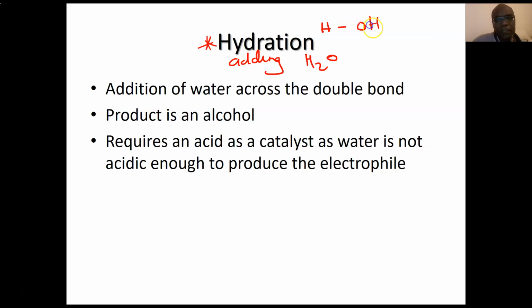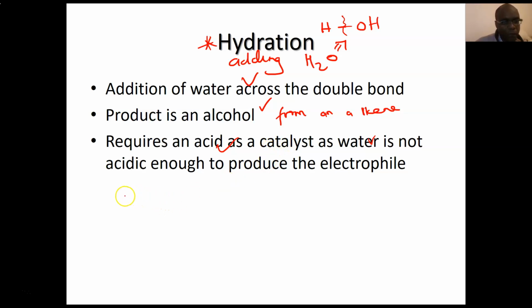You'll add an H and OH across the double bond, because H2O is just H and OH. Addition of water across the double bond. The product is an alcohol, and it's made from an alkene starting material. It requires an acid catalyst because water is not very much of an electrophile.